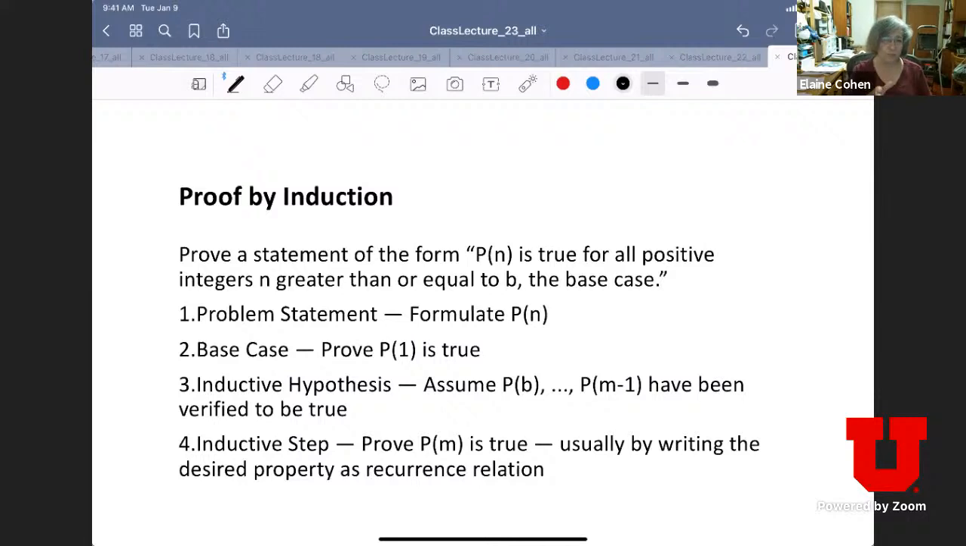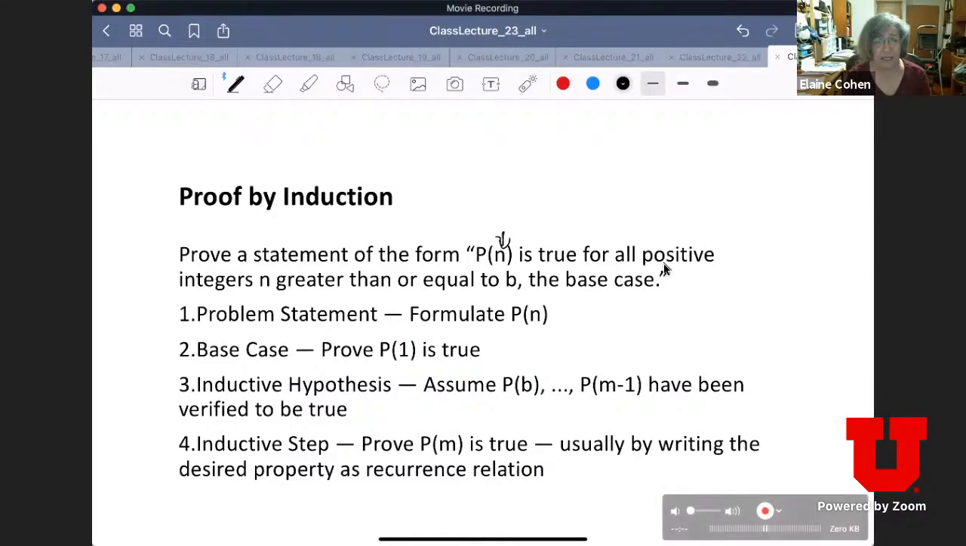So remember, what is proof by induction? That says you have to create the statement P of n. And what is P of n? P of n is a predicate. Why? Because n is a variable. And you want to prove it's true for all positive integers n greater than or equal to some integer b, the base case. Typically b is 0, 1, or something. The example we're going to do, b is 4. Okay, so it can be any integer, and we're going bigger. So we have to formulate the predicate. We have to prove the base case is true.